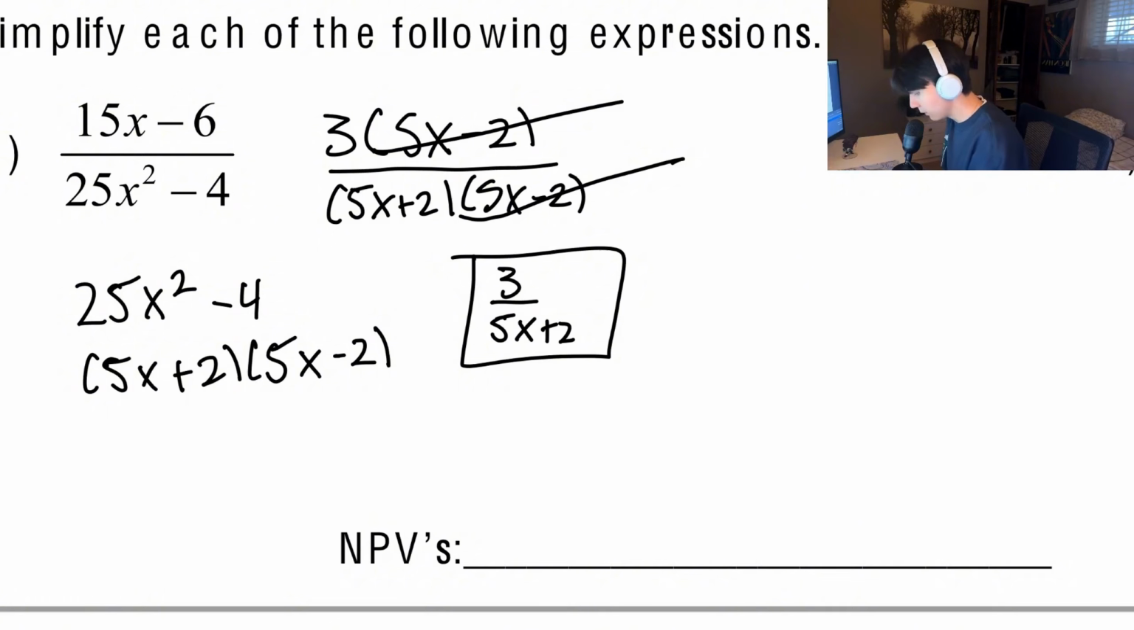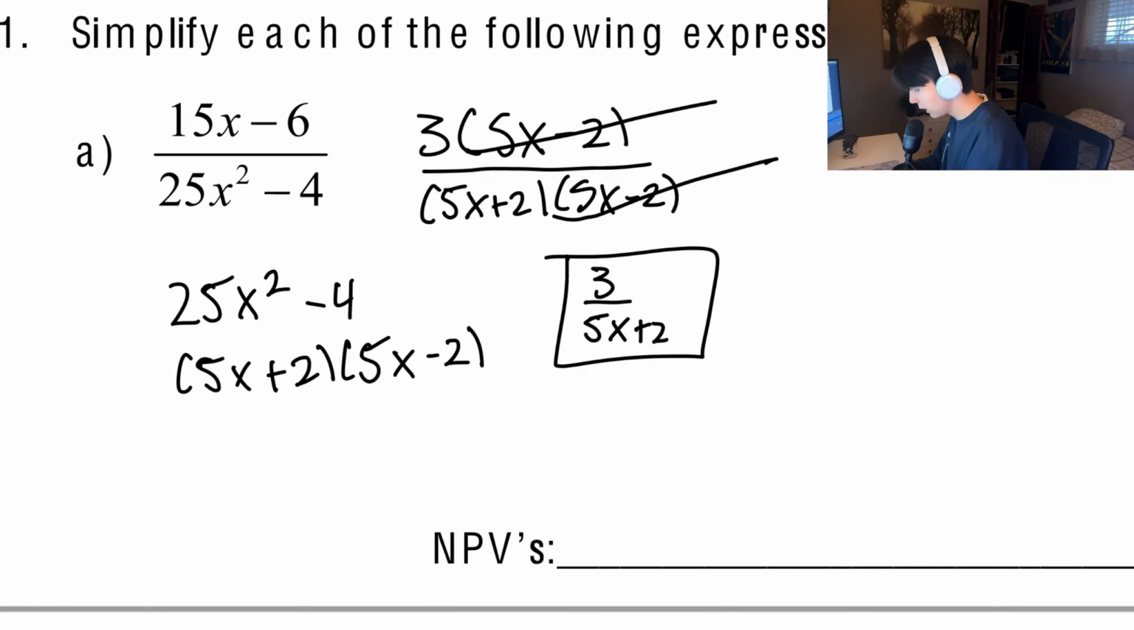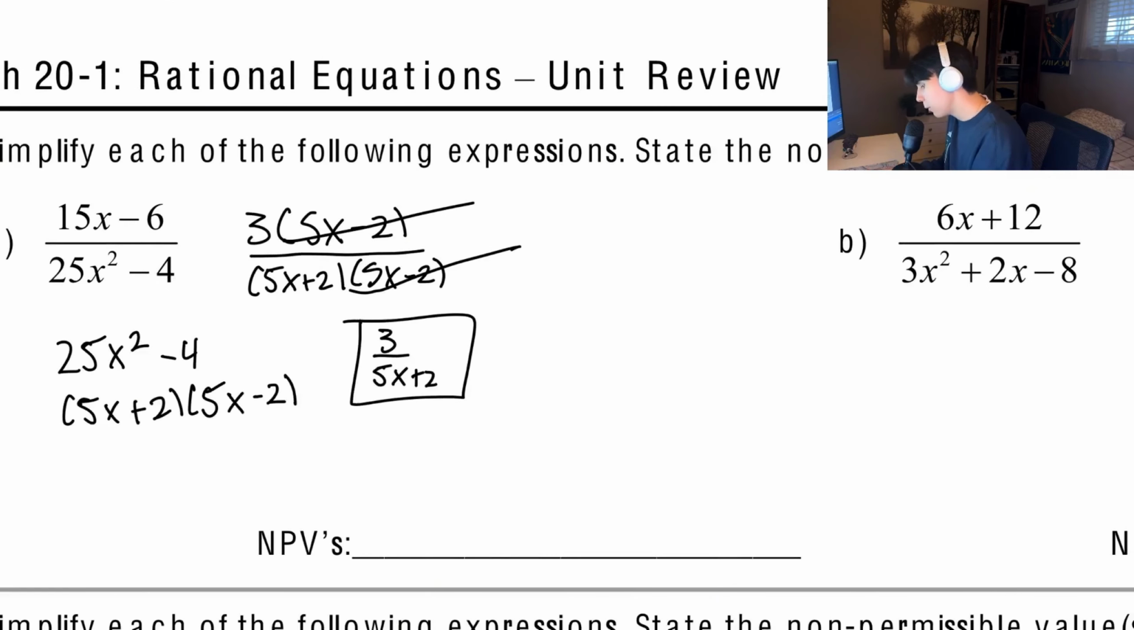So now we can look at our NPV. I'm going to define this. An NPV is the values of our denominator which cannot be equal to 0. It's a non-permissible value, meaning a value that we don't want to have, because remember, if we have a fraction and our denominator is 0, we're going to have an undefined answer, which is what we're trying to avoid. So that is essentially what an NPV is.